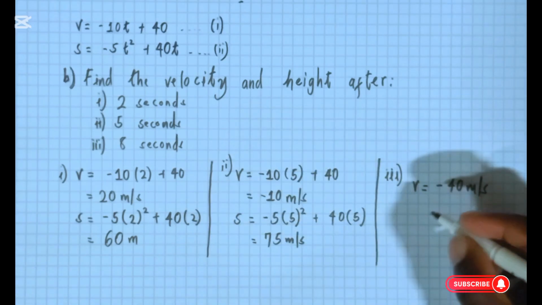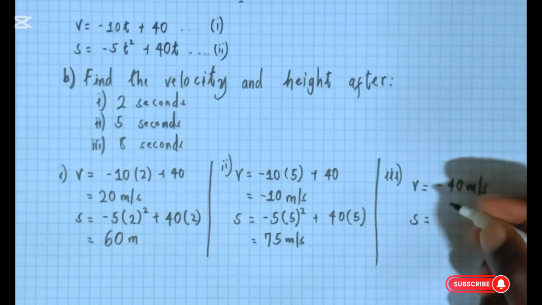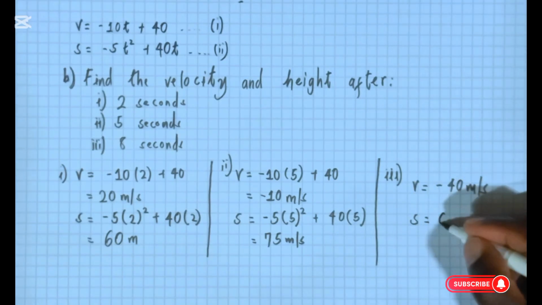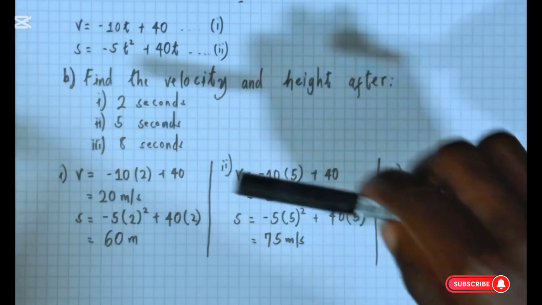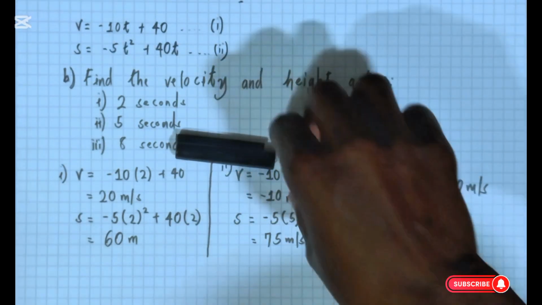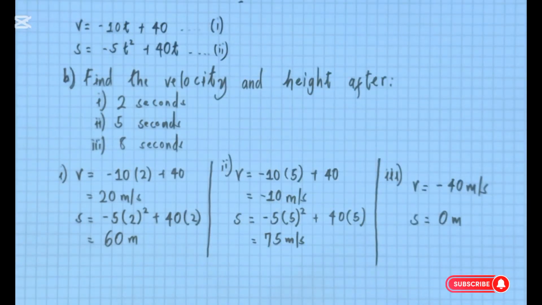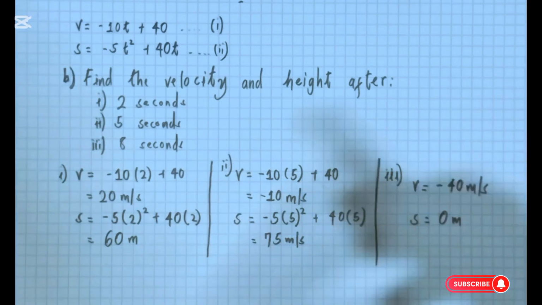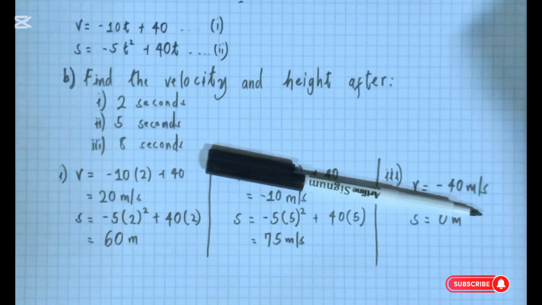So at Roman 3, your velocity should be equal to -40 meters per second, and probably at that time it was just coming down. And the height of the ball should be equal to 0 meters. So at that point, the ball has landed. It has fully landed on the ground, so it doesn't have any movement.